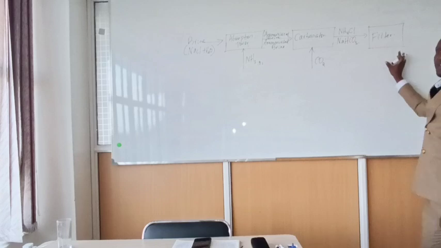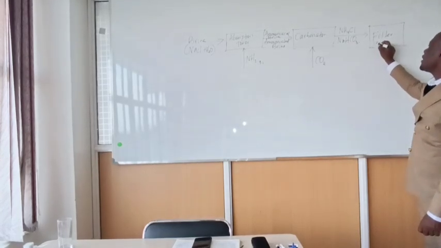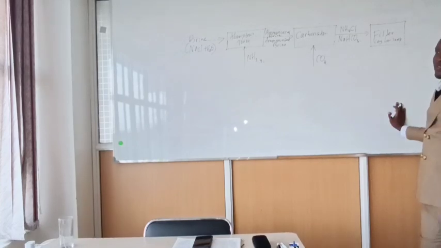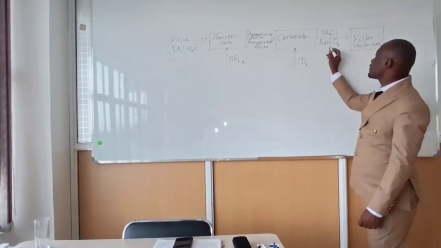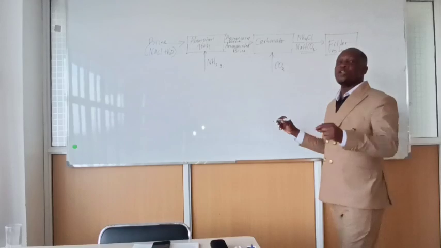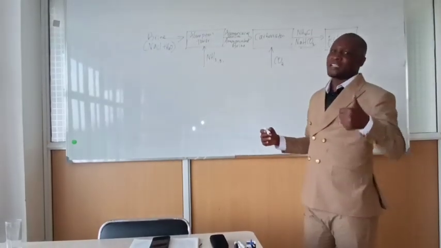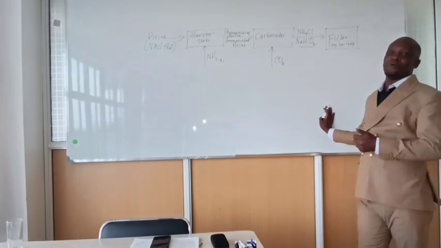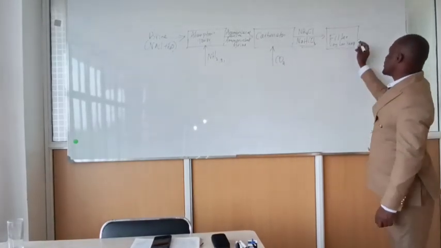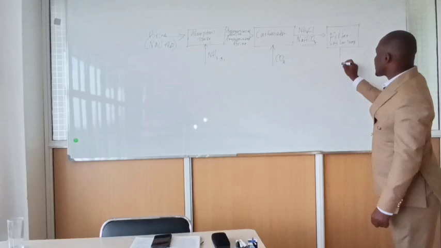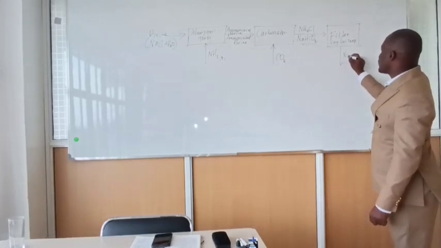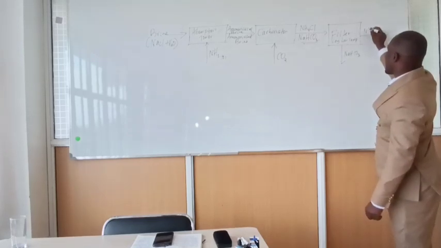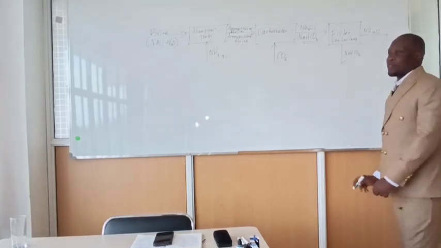So for us to be able to precipitate one of them as a solid, we have to maintain a special condition within the filter, and that is very low temperatures. When that happens, sodium hydrogen carbonate will precipitate as a solid at very low temperatures. Ammonium chloride will remain in solution form. So sodium hydrogen carbonate will be filtered out, and ammonium chloride will come out separately.